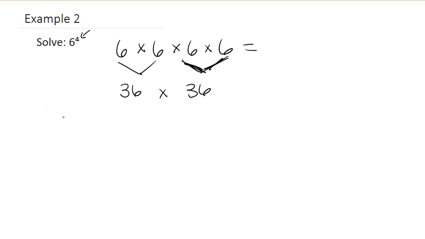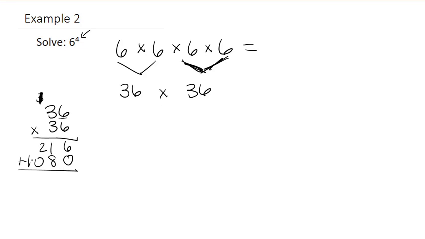So for this problem, let's multiply. 6 times 6 is 36. Carry that 3. 6 times 3 is 18, plus 3 is 21. Now we're going to do a 0 as a placeholder. Now 3 times 6 is 18. So we put an 8 below, and we're going to carry that 1. 3 times 3 is 9, plus 1 is 10.